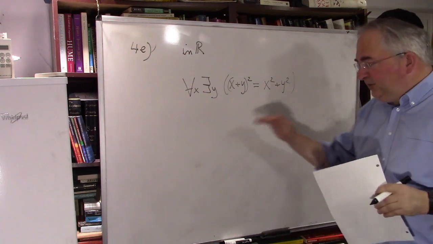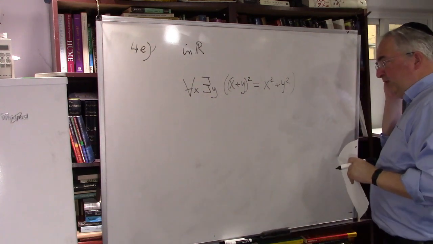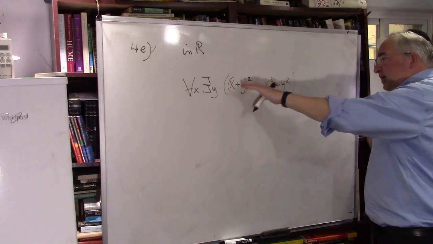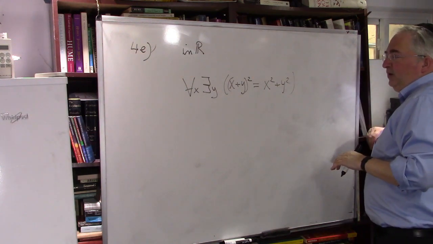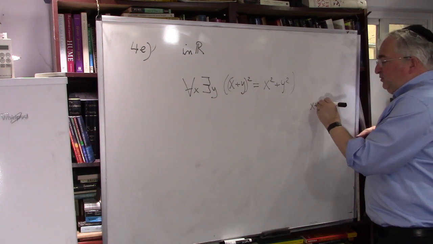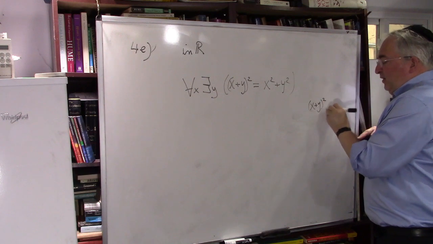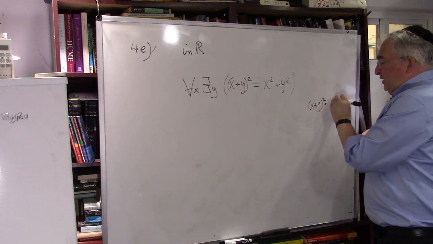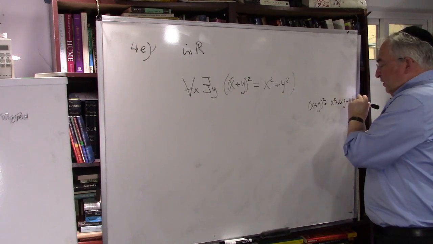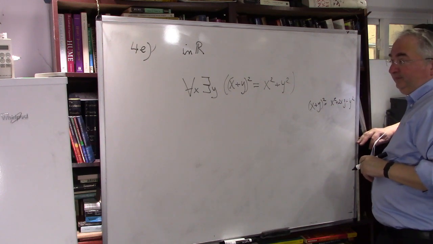Okay, now let me just go over here and let me tell you what most students who didn't have a good high school education think. They think (x + y)² is equal to x² + y², but that's not true. (x + y)² is equal to x² + 2xy + y². Okay, you have to do FOIL.